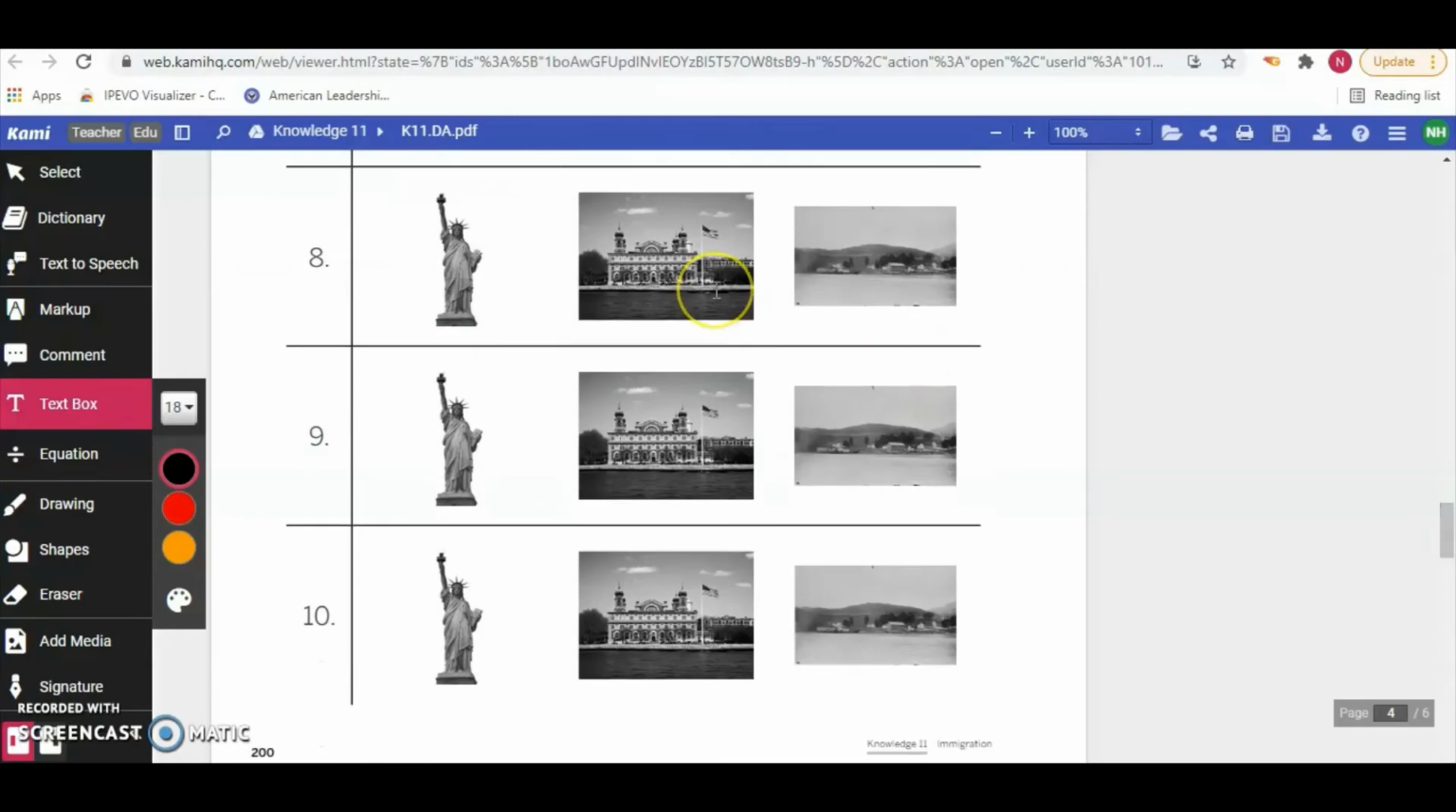All right, my friends, we are on our last section of pictures. In these pictures, for these last three questions, we see the Statue of Liberty, Ellis Island, and Angel Island. Number 8. What is the name of the place that processed many immigrants in New York City on the East Coast? Is it the Statue of Liberty, Ellis Island, or Angel Island?